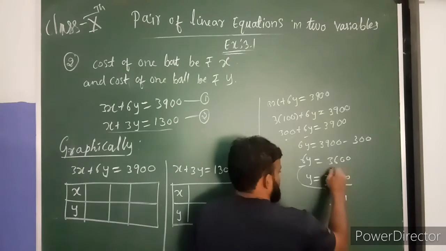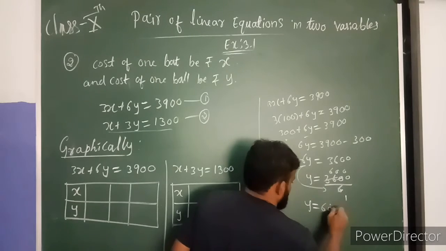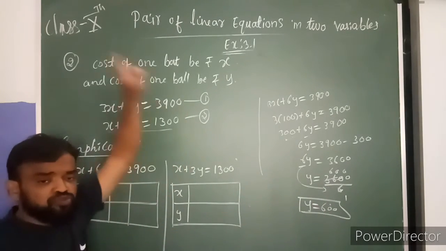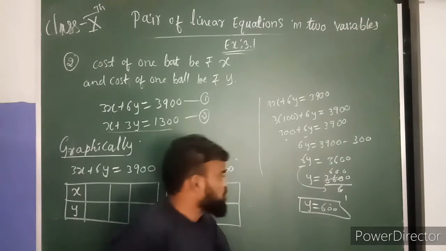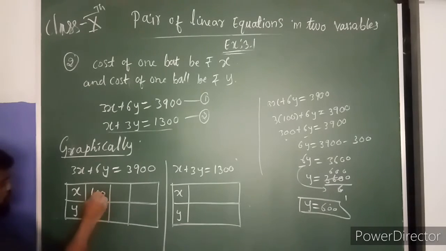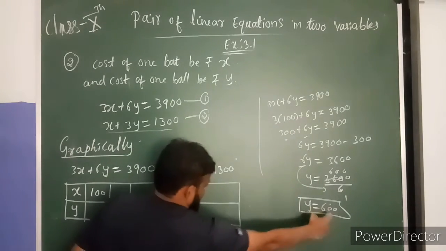6 ones are 6, 6 sixes are 36, 6 zeros are 0, and 6 zeros are 0. And what is the value of y? It is 600, right? This is how we have to solve in the working column. This type of working we have to solve and put. Here, first x we have taken as 100, and through 100 in x, the y we get is 600.